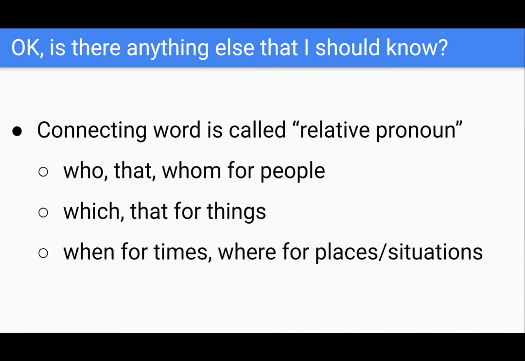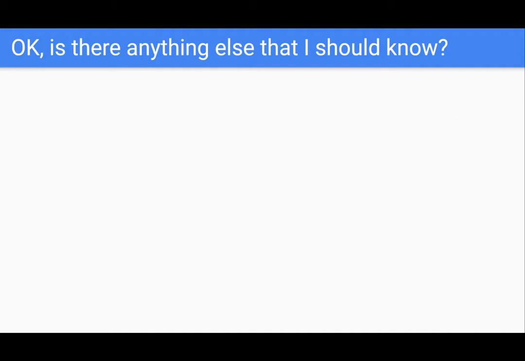And usually, I don't think this is in our grammar book, and sometimes this doesn't come up in the grammar books, but when is used for times or periods of time, and where is used for places or situations. So when and where can also be used to start an adjective clause. So you should keep your eye out for that when you see or hear it.